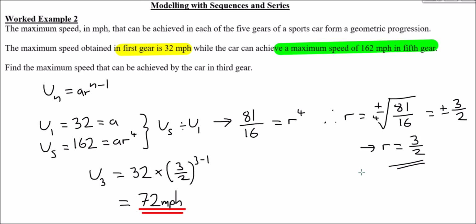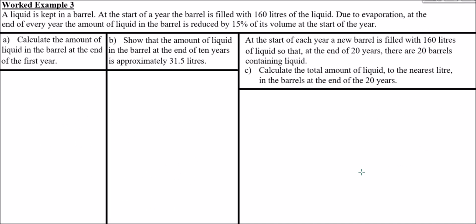Final one, worked example 3. We have a liquid which has been kept in a barrel. At the start of the year, the barrel is filled with 160 litres of liquid. Due to evaporation though, at the end of every year, the amount of liquid in the barrel is reduced by 15% of its volume at the start. So part A, calculate the amount of liquid in the barrel at the end of the first year.